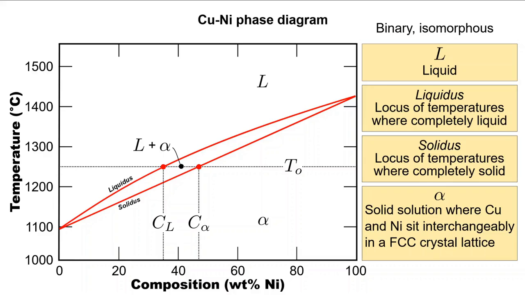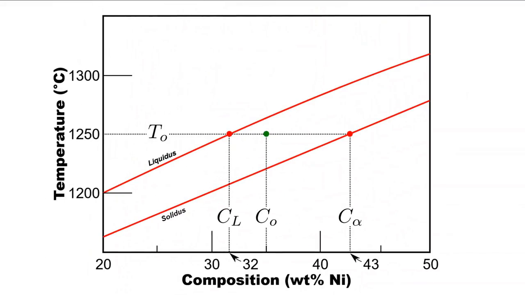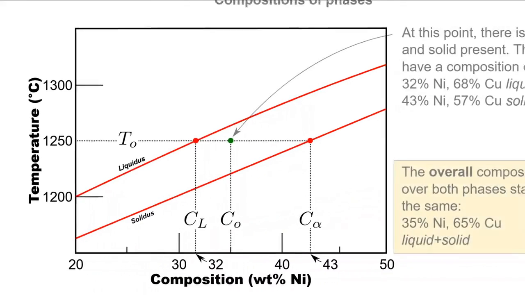For this system, alpha is a solid solution of copper and nickel, where the copper and nickel sit interchangeably or substitutionally in an FCC crystal structure. Let's examine what the composition is at 1250 degrees Celsius and 35 weight% nickel and copper. We can read the composition of liquid directly by noting where 1250 is on the liquidus, and conversely the same for the solid using the solidus. These are annotated as C sub L and C sub alpha, respectively.